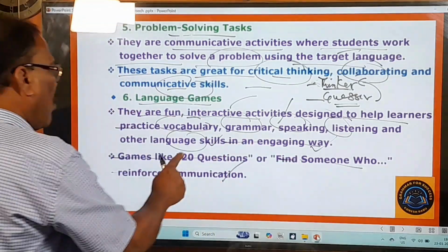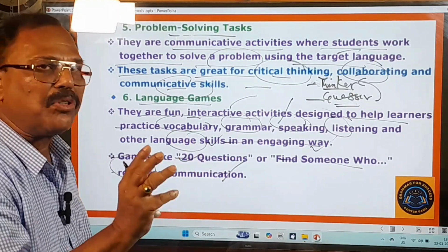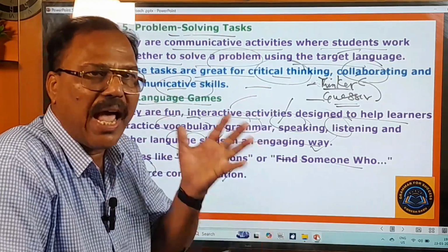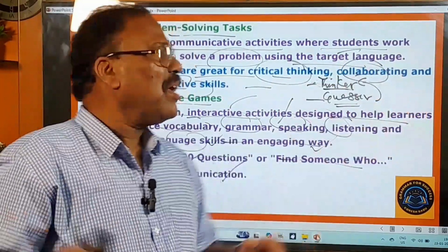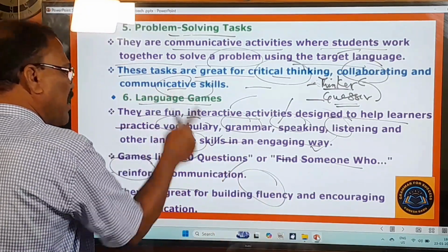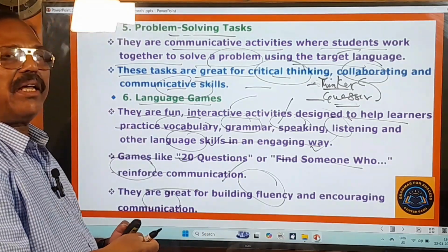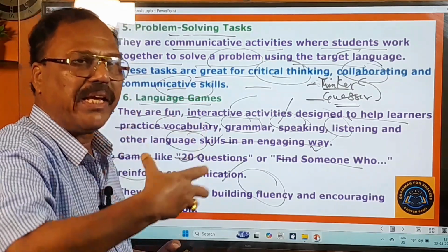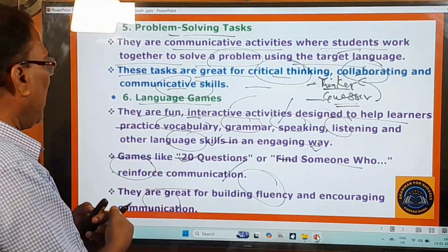All these language games reinforce communication. They support communication. That means they promote your communicative skills. So the end and aim of all these activities is to promote the communicative skills of the learners. These language games are great for building fluency. They promote your fluency and encourage communication. You will become perfect in speaking the target language fluently, effectively, efficiently, and so on.